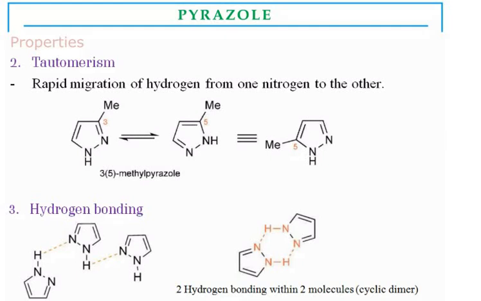The second property is hydrogen bonding. You know pyrazoles contain NH. This NH is associated by hydrogen bond with the nitrogen of other pyrazole molecules. So there are 2 types of hydrogen bonding possible in pyrazoles. You can see 2 hydrogen bonds between 2 molecules, a cyclic dimer. And this is very important. Cyclic dimer means they make a 6-member ring with the help of hydrogen bonds.